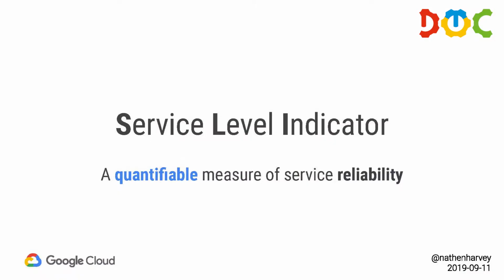So how do we create these error budgets? An error budget starts with a service level indicator. A service level indicator is nothing more than a metric. It's a quantifiable measure of service reliability. And when you start thinking about your applications, the good thing is that your service level indicators are already there. They exist within your application. The bad news is you have to go and find them. You have to figure out what they are.